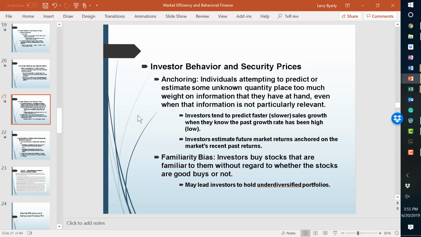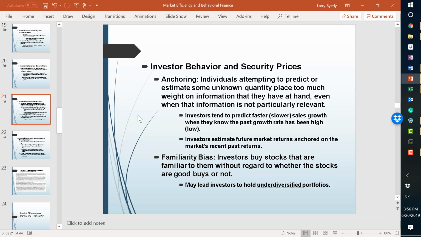So in anchoring, we're going to attempt to estimate some unknown quantity, but we're going to place too much weight on that information, even when maybe we don't know that much about it, or maybe the information isn't even particularly relevant to the stock. So we're going to estimate some market returns anchored on the market's recent past returns. Well, maybe those two things aren't really connected to each other.